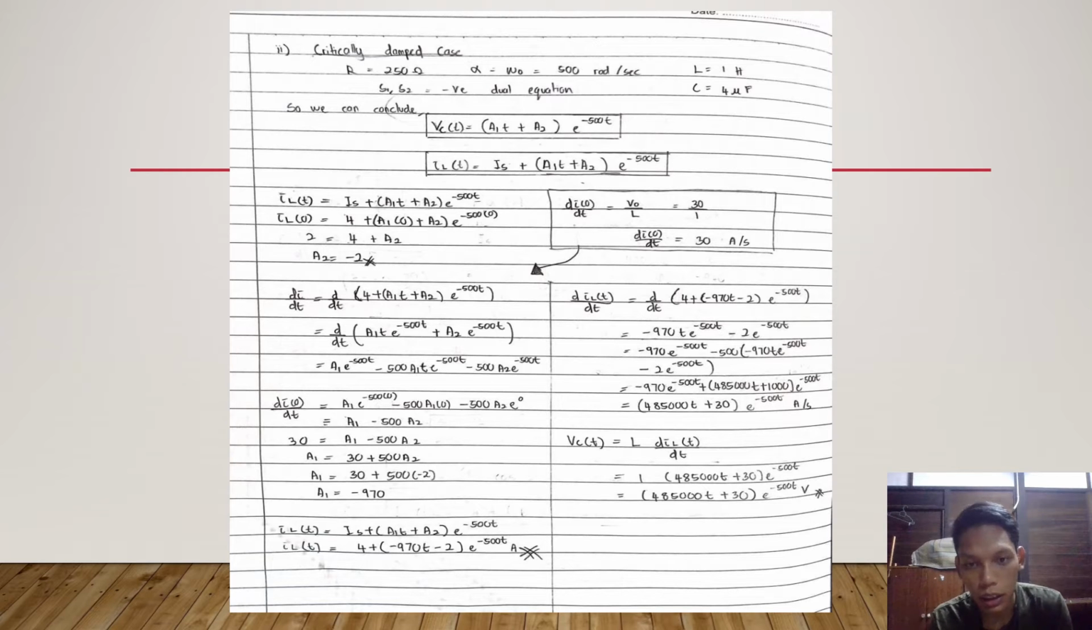To get vC(t), we need to differentiate iL(t). So we get 485,000t plus 30 exponent negative 500t ampere per second. We put vC(t) equal to L diL over dt. We get the formula 485,000t plus 30 exponent negative 500t.